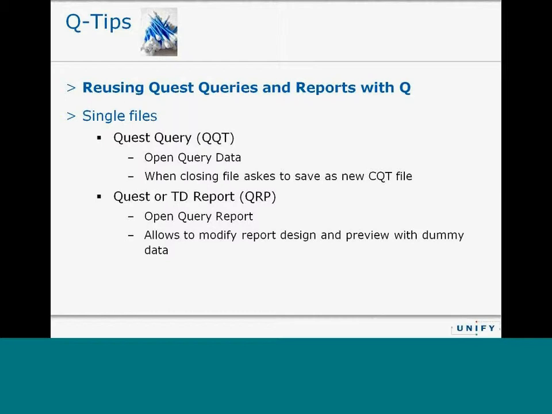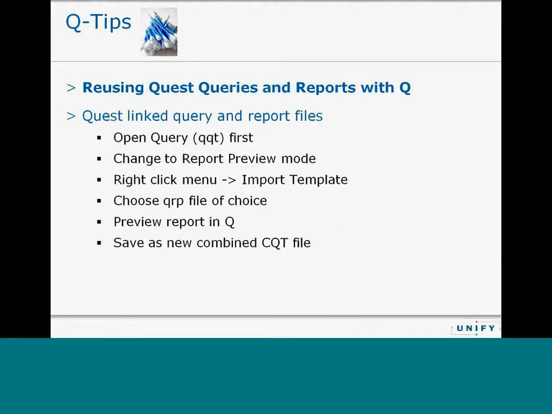So single files, which is a Quest query, for example, a QQT file. You can open a Quest query file using the Open Query Data ribbon item. When you close that activity, Q will ask you to save that file as a CQT file instead of a QQT file, and this was with Quest. And you can open a QRP file, which is a Quest or Team Developer report. You can modify the report design and preview with dummy data, or you can apply that to a query if you want to. But that's actually the next step that I want to show.